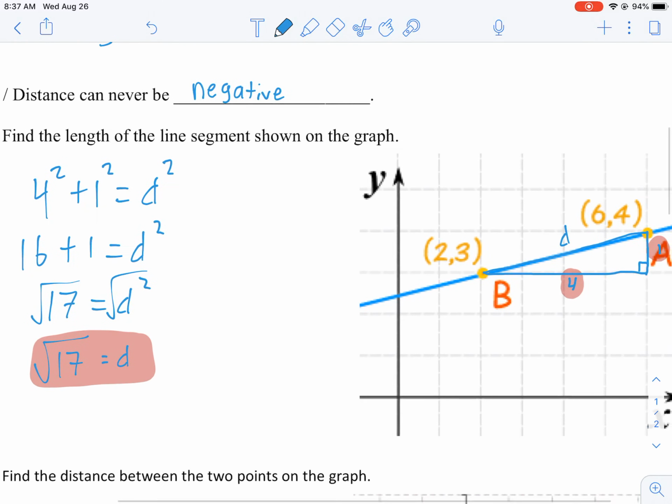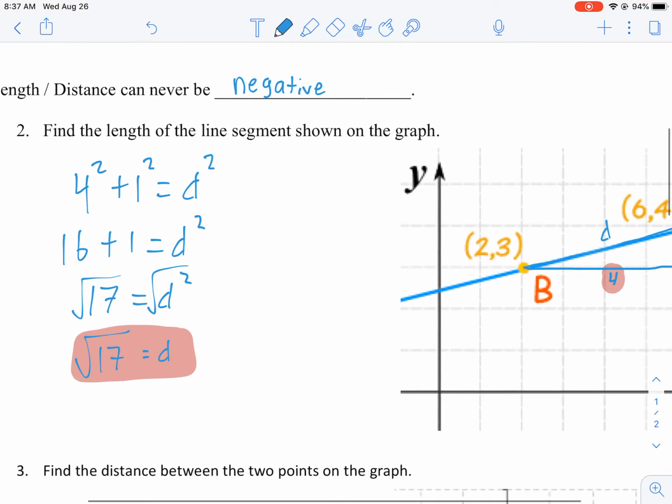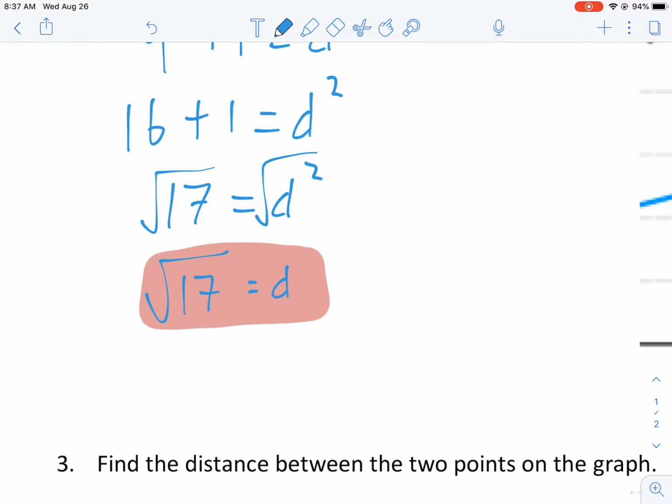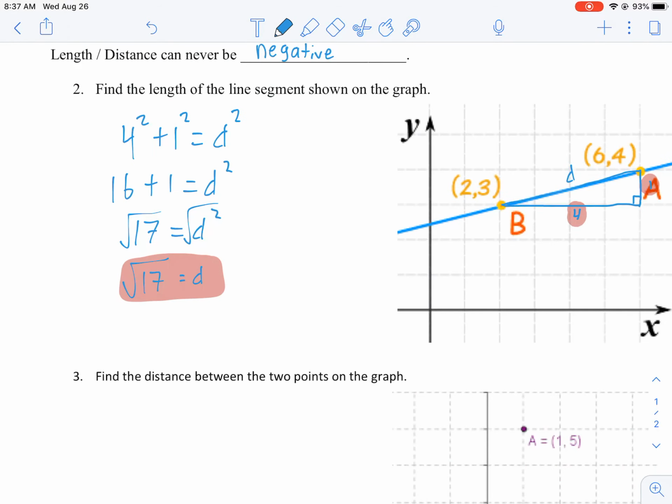But this is why you can't count, right? There's no way to count the square root of 17 along this line. It's impossible. It's a little bit more than 4, right? We know the square root of 16 is 4, so this is a little bit more than 4. I'd probably guess somewhere between 4.1 and 4.2 if you type that into your calculator. So that's how you do the problem if it's not a straight line and you can't count.